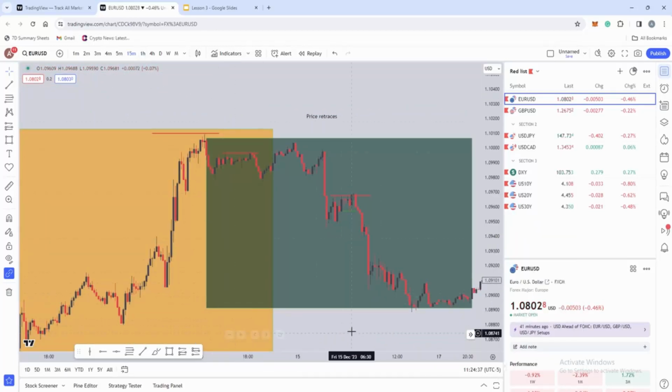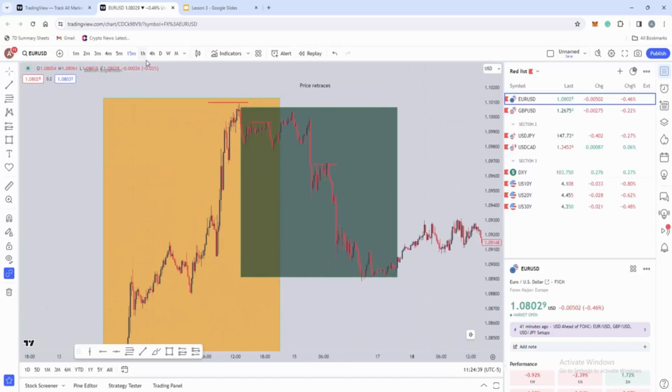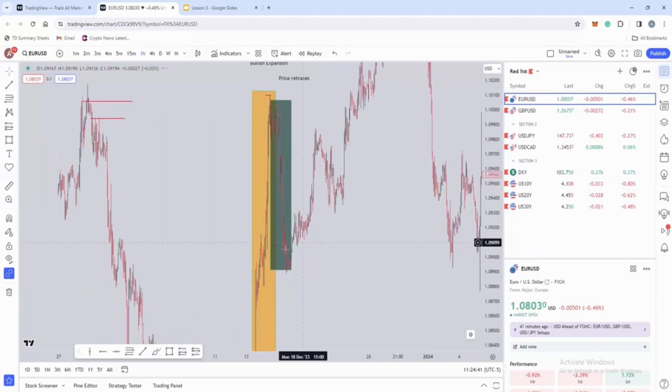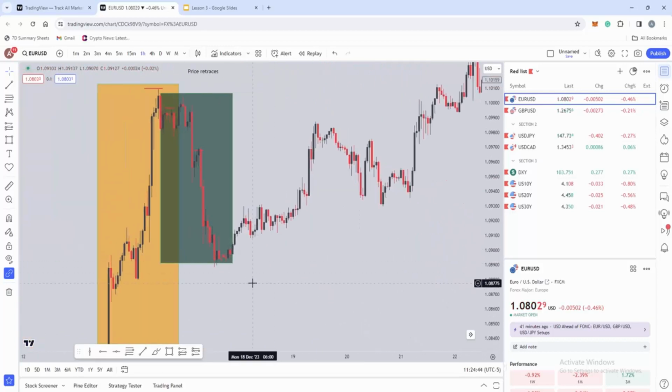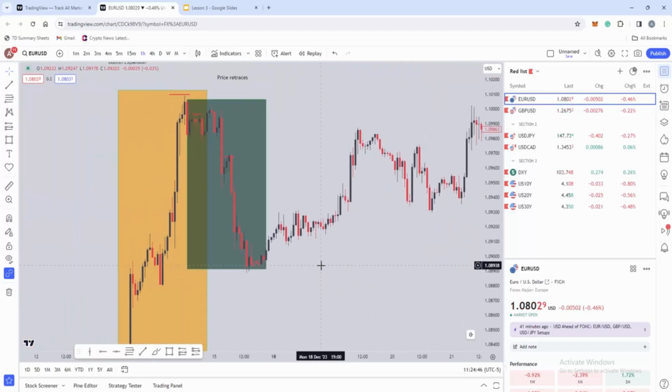Let's go to the hourly so I can show. Price went all the way down till where? Till this, and this is called an order block. And don't worry, you'll learn more about it. Just keep this in mind. This is an order block and it's a bullish reference point.